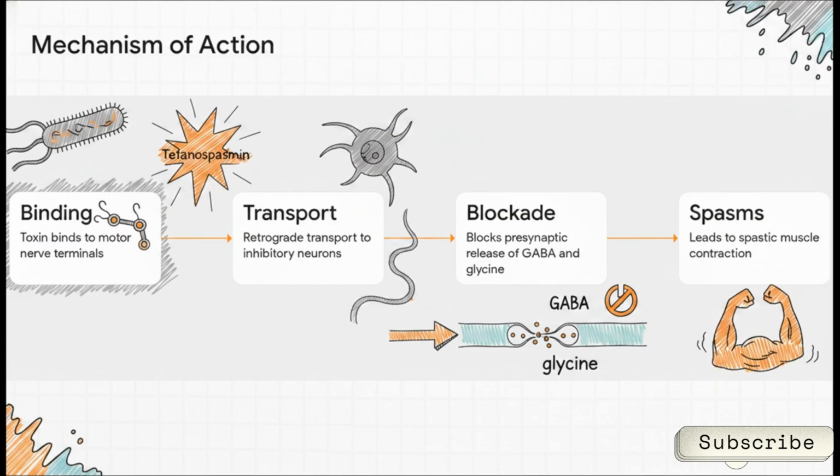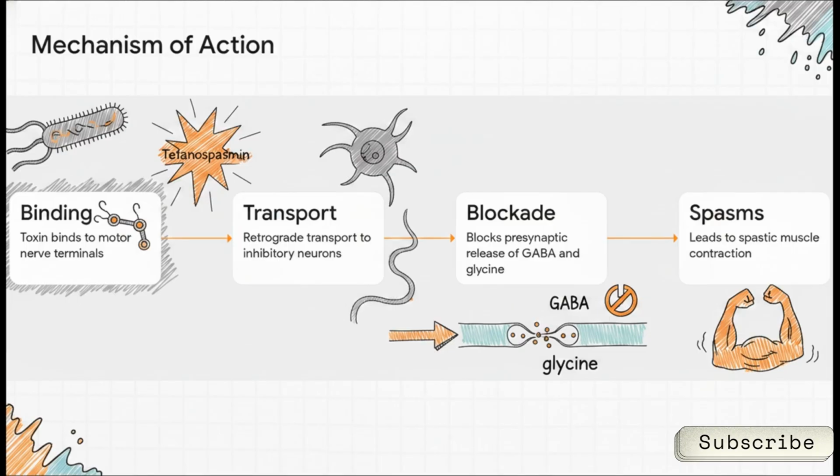exact four-step cascade. Once the bacteria multiplies in a nice, oxygen-depleted wound, it pumps out tetanospasmin. Step 1. The toxin binds right to the motor nerve terminals. Step 2. It doesn't just stay there, it actually travels backwards. We call this retrograde transport, all the way up to the inhibitory neuron terminals in the central nervous system.